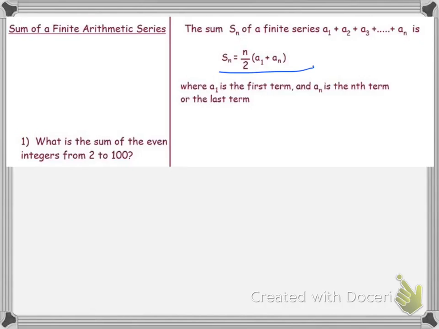So here's the formula. The A1 is the first term. The A sub n is the nth term or the last term in the sequence. And I didn't write it on here, but the n is the number of terms in the series.